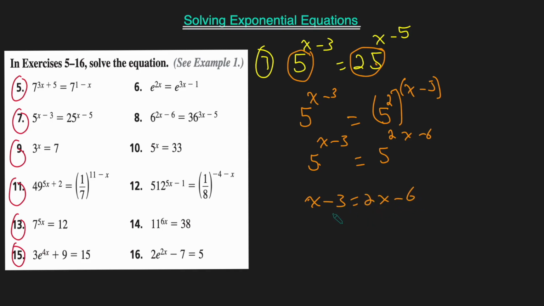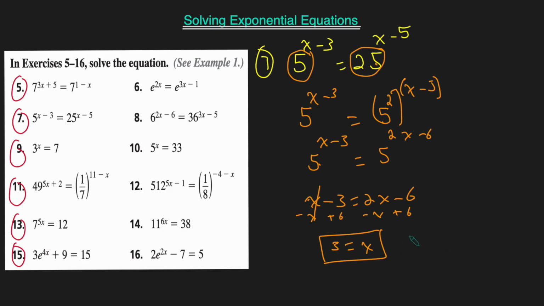And solving this, I'll move this negative x to the other side, and I'll move this to the other side, plus 6. Doing this, plus 6 here, and minus x here. This cancels, and 6 minus 3 is 3, and then 2x minus x is x. So that's my solution. And I'll go back and check.